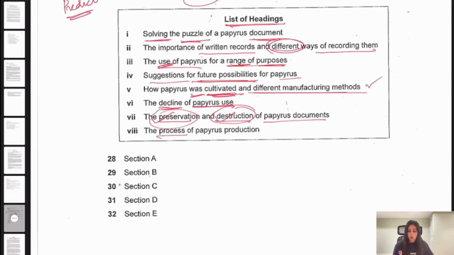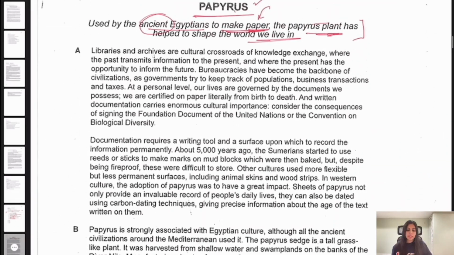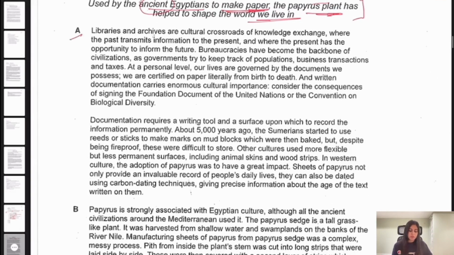The process of papyrus production. So they're talking about the production of this particular plant, the process, how it is cultivated, how it is produced. So we have fair enough idea now. Let's start reading.